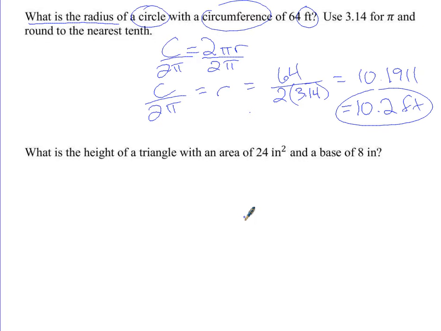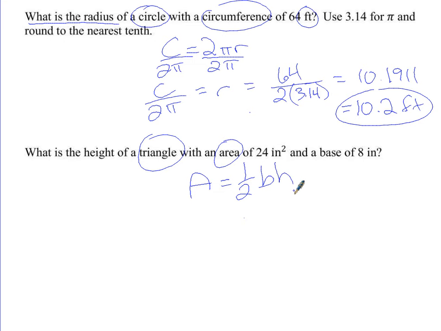All right, what is the height of a triangle with an area of 24 inches squared and a base of 8 inches? What are the key words in this problem that are going to lead me to the correct formula? Triangle, first of all, and area. So what formula do I need? The area of a triangle, which is what? A equals 1/2 times base times height.